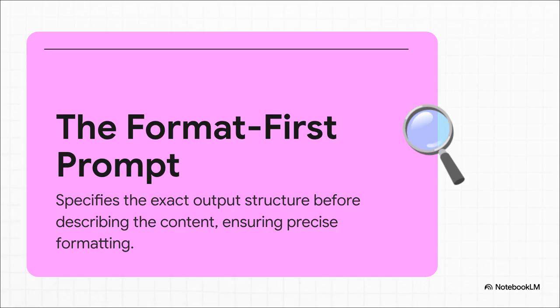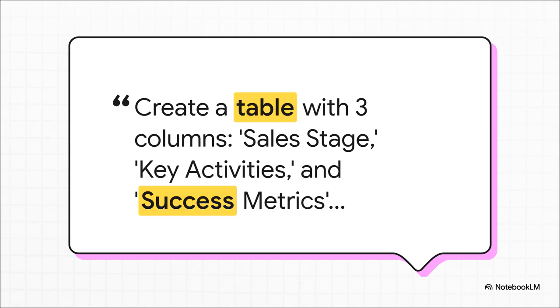You define the structure before you even ask for the content. I mean, just look at this example. The prompt is literally building the table with instructions before it even mentions the content. It defines the columns, it defines the rows, it's telling the AI exactly how to structure the output. The AI has no choice but to give you a perfectly formatted table that you can just drop right into your sales plan or CRM. For productivity, this is an absolute game changer.